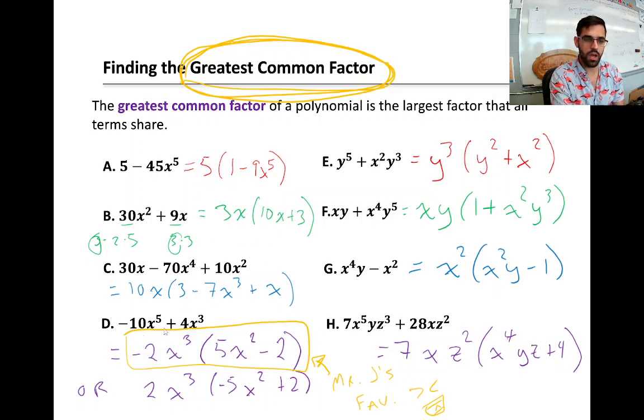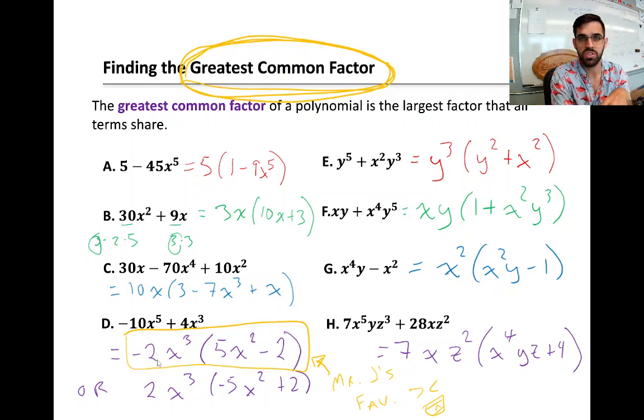And then example D, there are two ways you can write the answer. Delta Math will take either way. We could factor out just a 2 and 3 x's, leaving us with negative 5x squared plus 2. Now, the reason why this is not Mr. Jansen's favorite way is because that was the way he was trained as a kid. But standard convention is to make the leading coefficient positive.